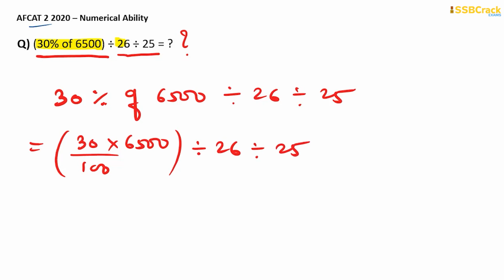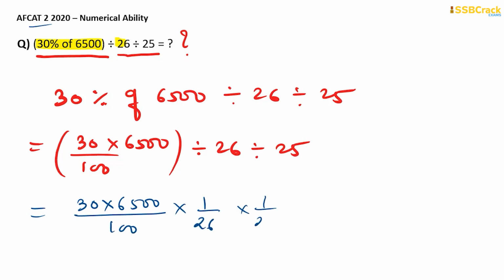So we know that division is nothing but multiplication by the reciprocal. So we can rewrite this expression as 30 into 6500 upon 100 multiplied by 1 by 26 multiplied by 1 by 25, isn't it? Because division by 26 means multiplication by 1 by 26, and division by 25 means multiplication by 1 by 25. So it's simple now to tackle this particular question.